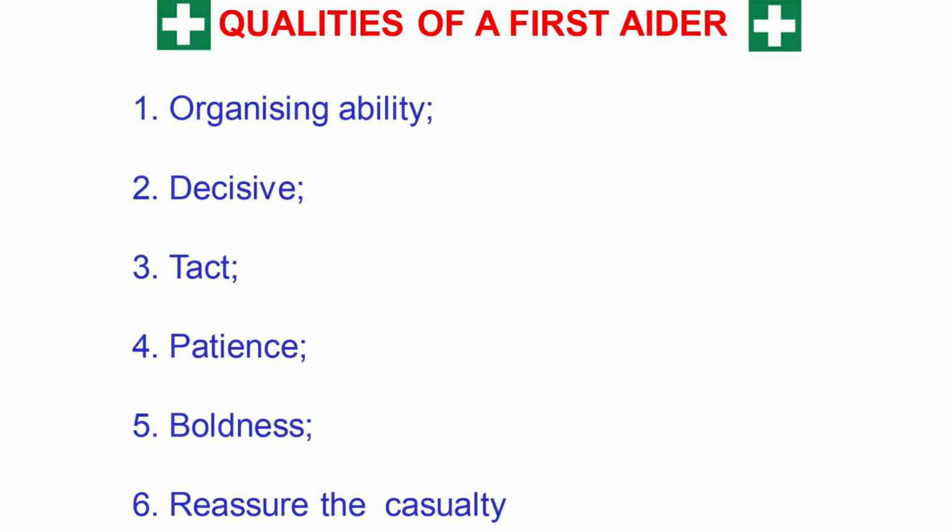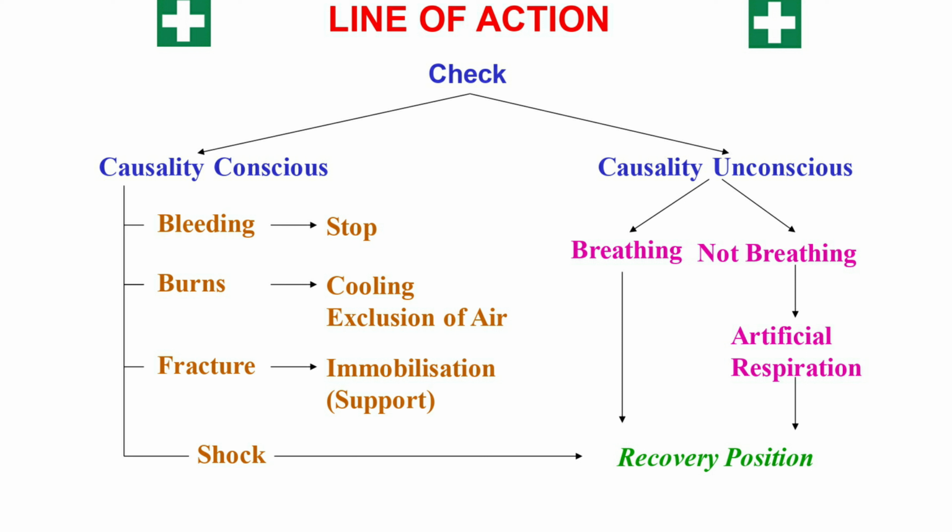Qualities of a first aider: 1. Organizing ability. 2. Decisive. 3. Tact. 4. Patience. 5. Boldness. 6. Reassure the casualty. Line of action: check. Casualty conscious: bleeding, stop; burns, cooling, exclusion of air; fracture, immobilization, support; shock.